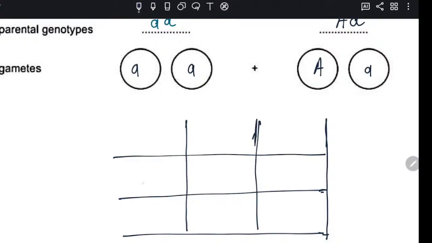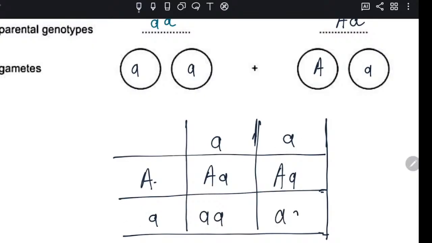You put your alleles big A and small a, then big A and small a. Now you start crossing. Usually we like to put the big A on this side, so you say big A, small a, then big A, small a. Big A meets big A, big A meets small a, it will be big A, small a. Small a meets big A, small a meets small a, it will be small a, small a.